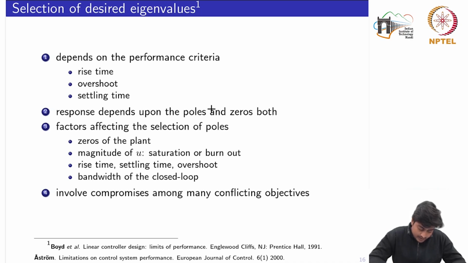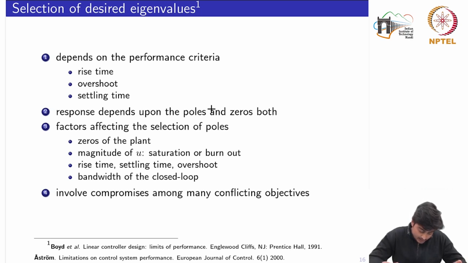The first factor which affects the selection of the poles is the zeros. In the last lecture we had seen that if by using the state feedback you happen to place the poles at those locations where the zeros of the plant already are, then it may lead to a state of unobservability, which we will discuss in the coming weeks. So we need to take care that the poles we want to place for the closed loop should not overlap with the zeros.